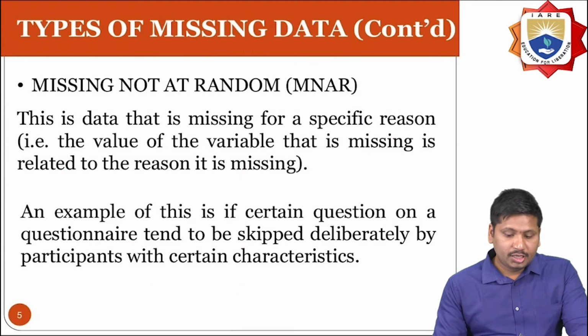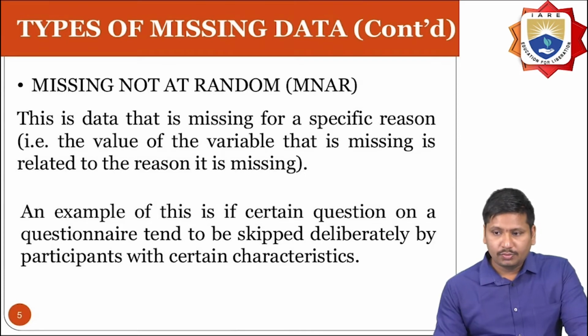And the next one is missing not at random. This is the other method, which is related to ignorable missing cases or non-ignorable missingness. So there are two types of missingness available. The very first two are related to the ignorable missingness mechanism, and this one is related to the non-ignorable missingness mechanism.